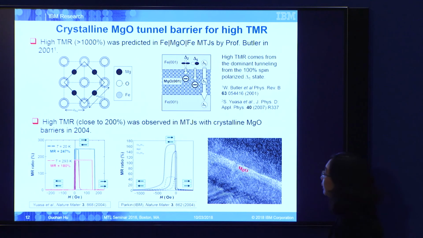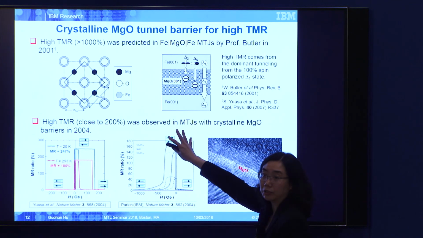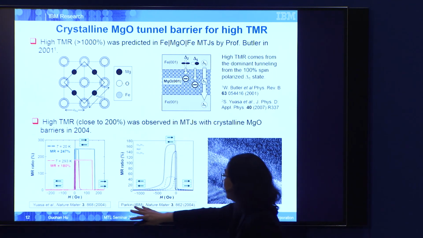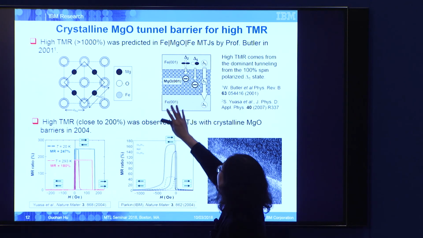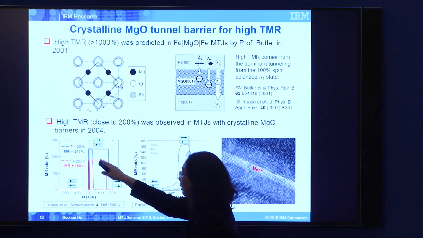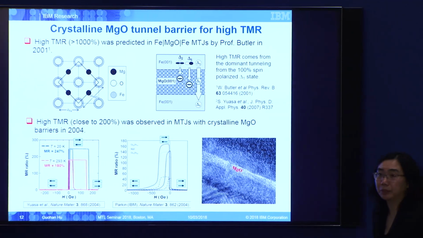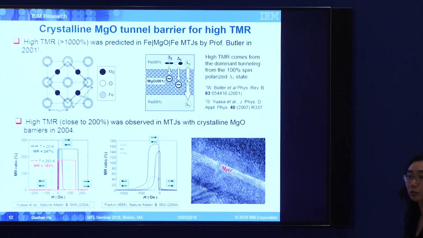Three years later, in Nature Materials, back to back, there were 2 papers on this structure following this guidance. One used MgO substrates, and then you have iron, MgO, and iron. They really saw about 200% TMR at room temperature, compared to the 60 or 70% that the industry had been struggling with.